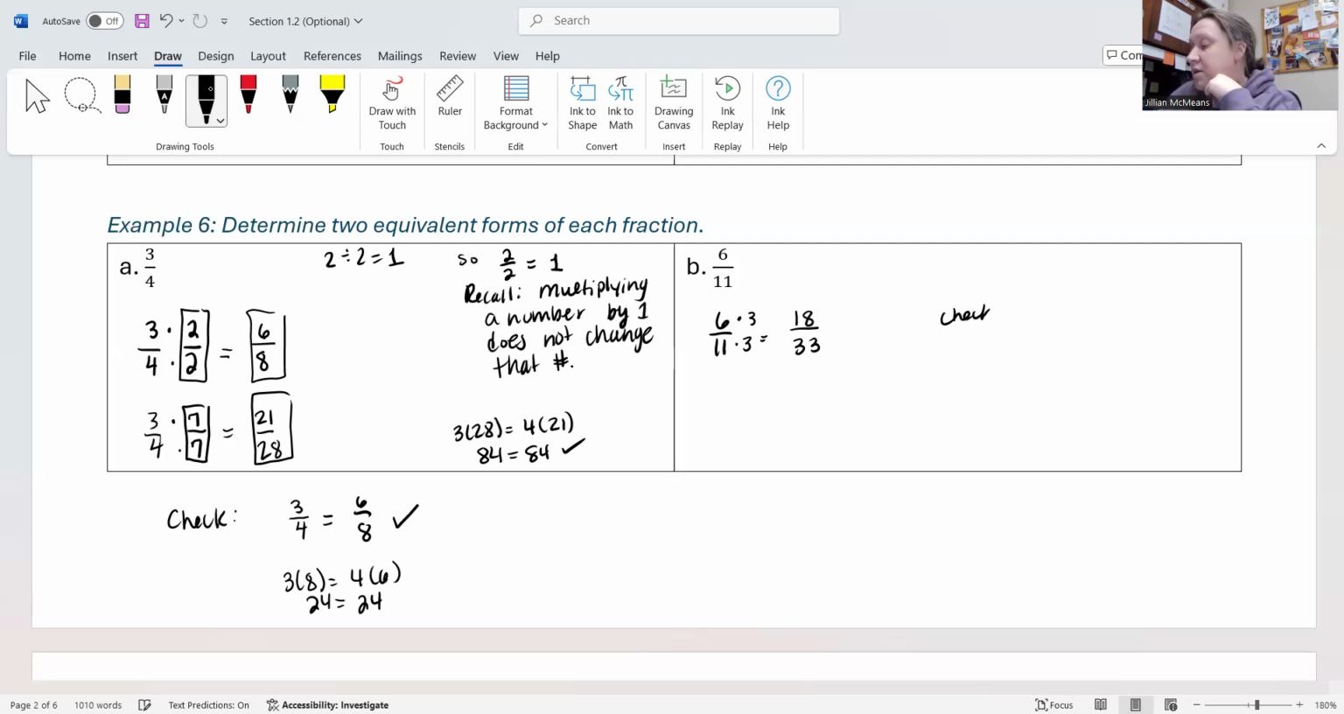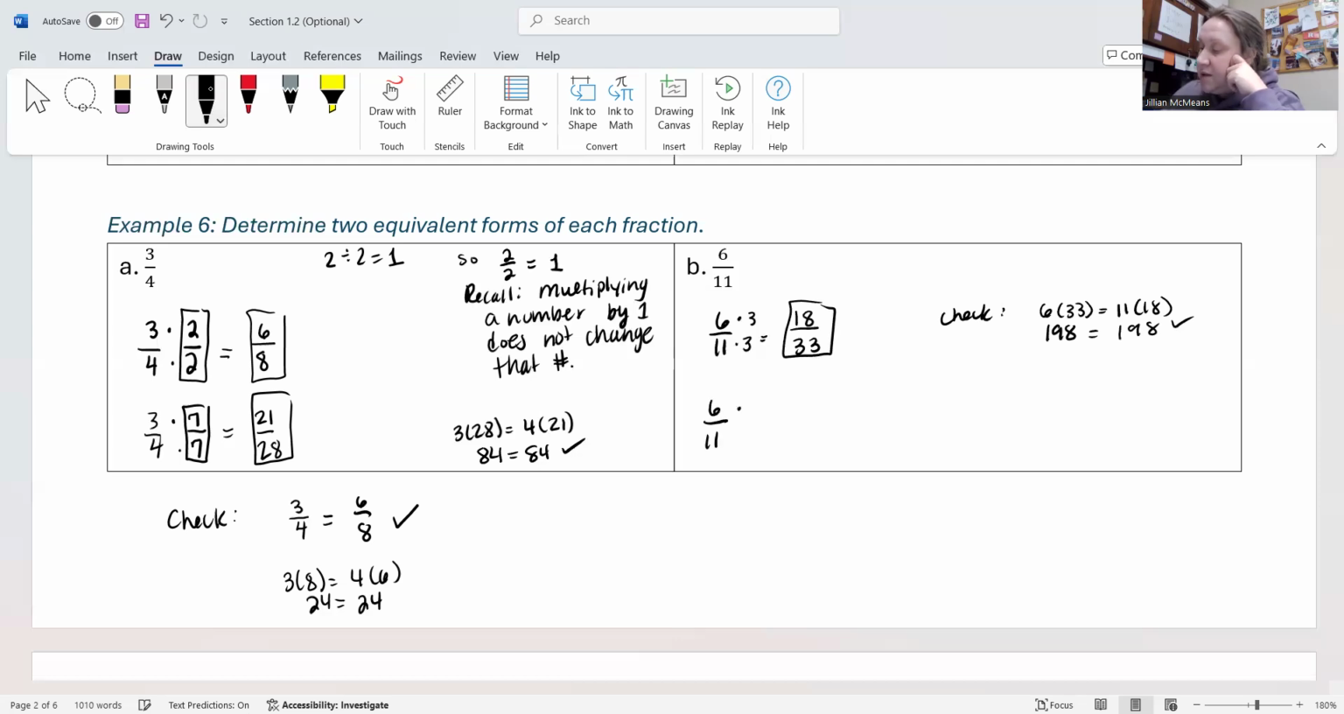If you wanted to check, we could cross multiply. So we want to know, does 6 times 33 equal 11 times 18? And again, for the sake of time, instead of doing this by hand, we're going to cheat and use our calculators. Get your calculators out. 6 times 33 is 198. 11 times 18 is also 198. So we just verified that we really did come up with an equivalent form of 6/11.